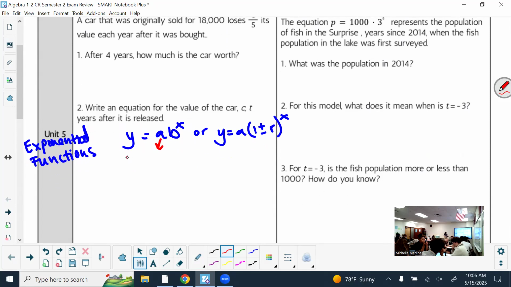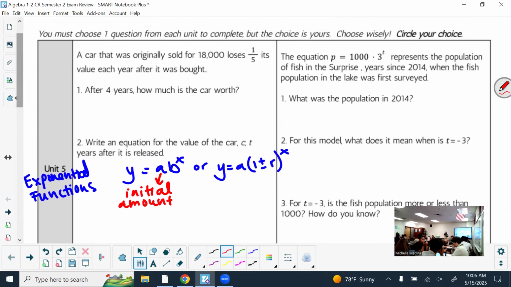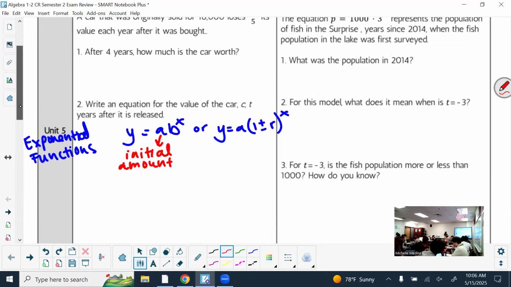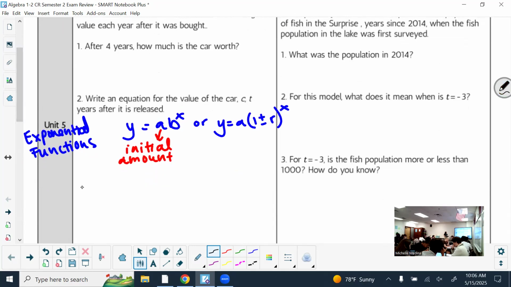The original amount, so I like saying initial amount. What was the car originally? So when we're setting this up and it wants the value of the car to be C, you could do C of t, but you just put C equals 18,000 for the initial amount. And then b stands for what?